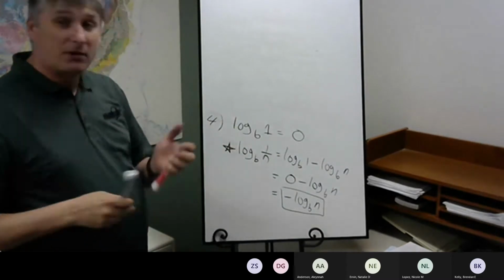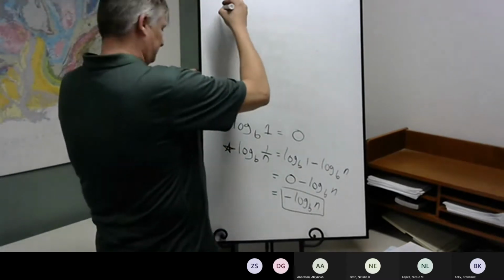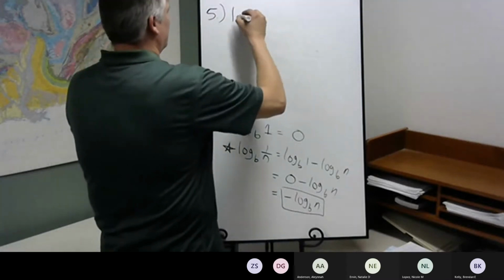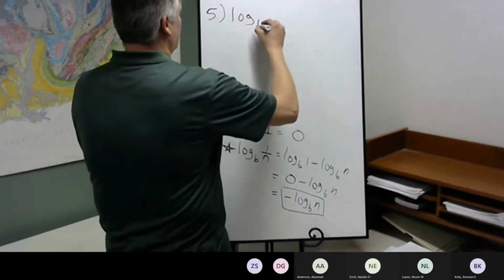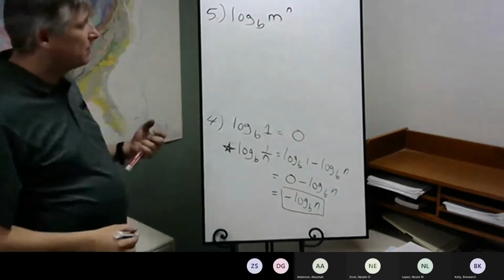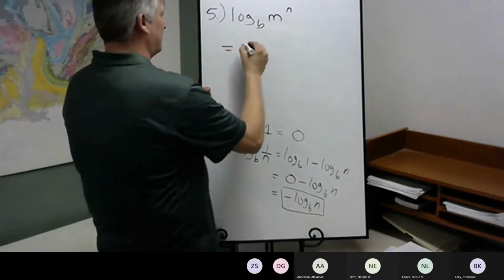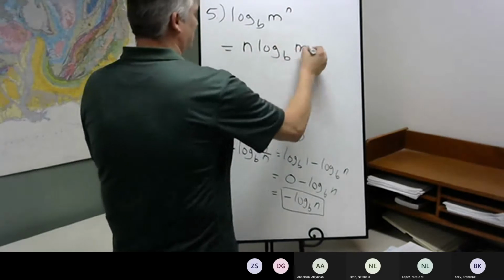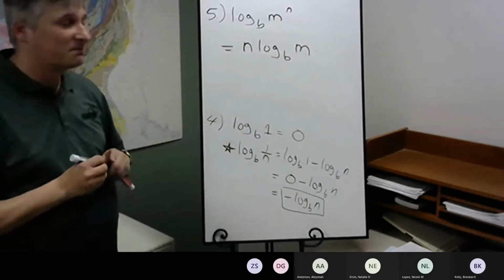So finally, there's one called the power rule. If m has an exponent, that hops down in front of the log.